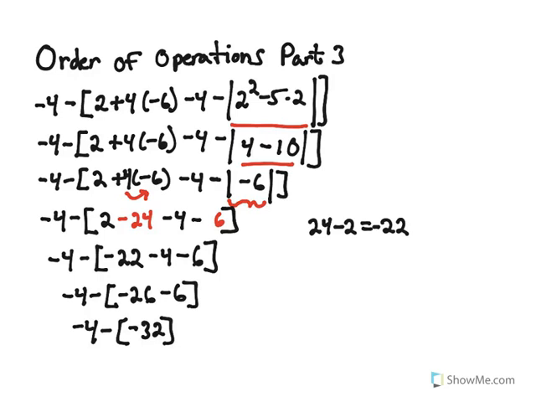Now here we're going to distribute the negatives, so that is going to equal -4 plus 32, and that's going to yield 28. Okay, so definitely a process, but 28 is our answer. Okay, this is the first example. Okay, let's see if we can do another one.